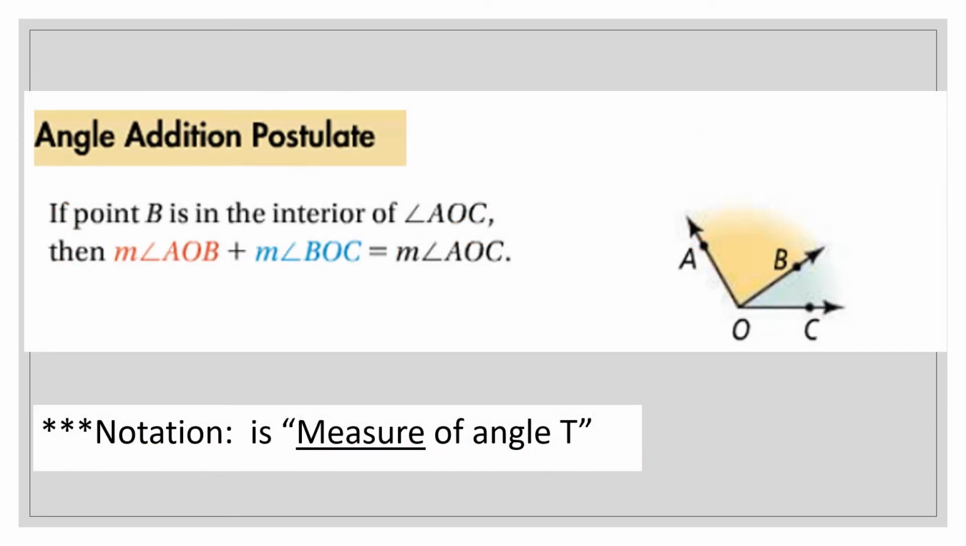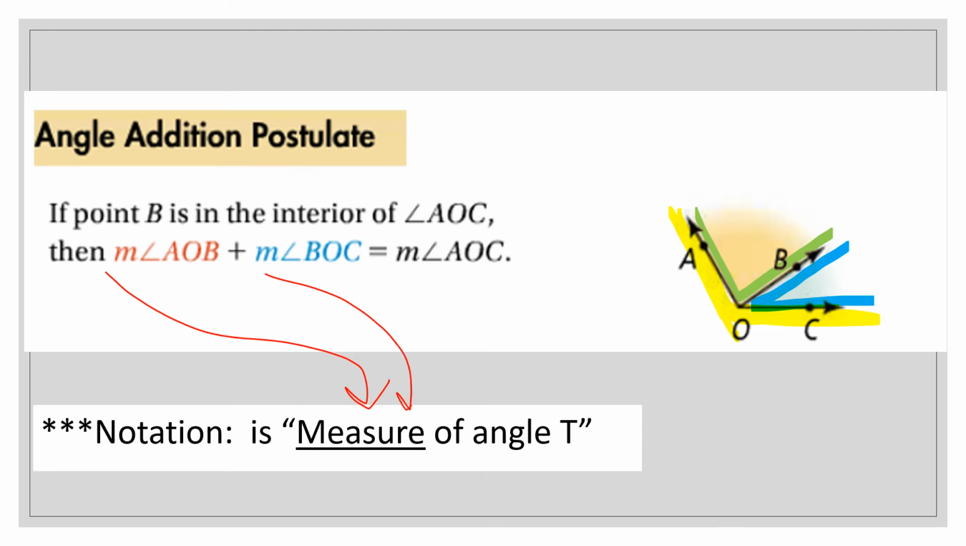Okay, the angle addition postulate is: if point B is in the interior of angle AOC, which it is, it's inside those two lines of the angle, then m∠AOB, the measure of angle AOB, this guy, plus the measure of angle BOC equals the whole entire measure of angle AOC. Okay, that lowercase m means measure.